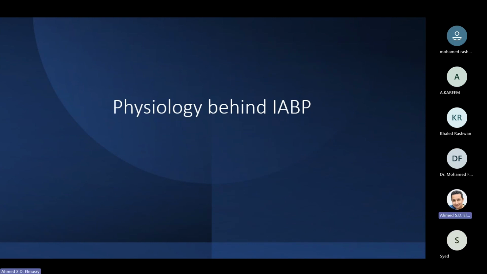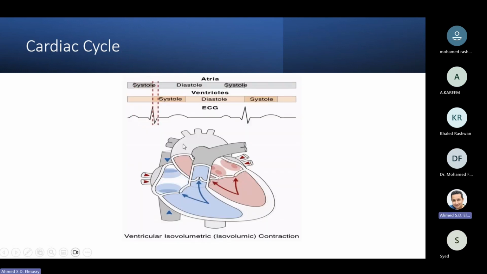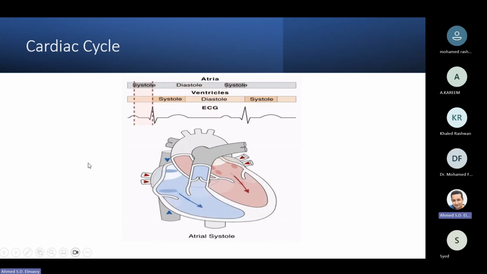The physiology behind the intra-aortic balloon starts with the cardiac cycle. As we know from physiology, the cardiac cycle is divided into two phases, both occurring simultaneously at the same time: the electrical cardiac cycle and the mechanical cardiac cycle. As we see from this cartoon, the electrical and mechanical cardiac cycles occur simultaneously at the same time.